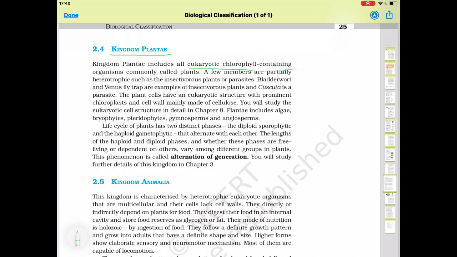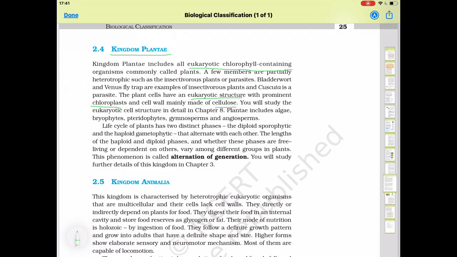The plant cell has a eukaryotic structure with prominent chloroplast and cell wall. The cell wall is made up of cellulose. About kingdom Plantae, we will study in our next chapter. Plantae include algae, bryophytes, pteridophytes, gymnosperms and angiosperms.